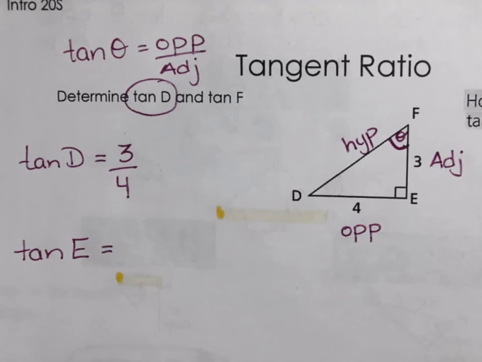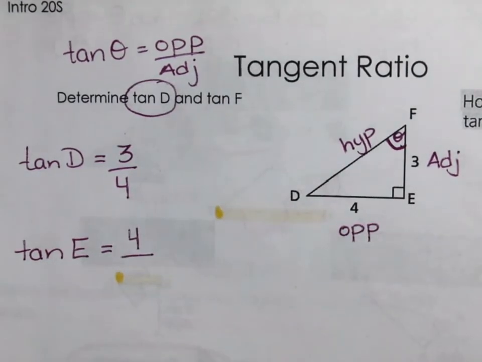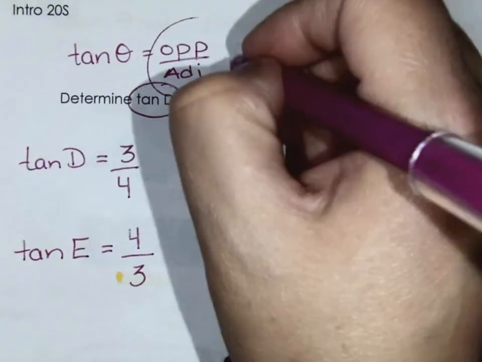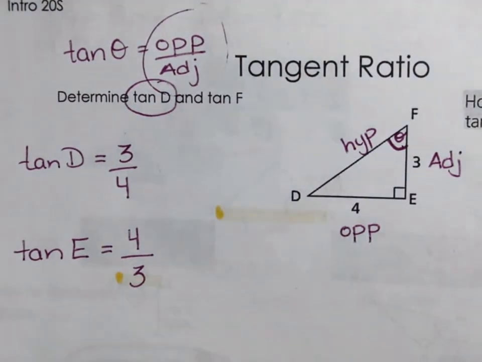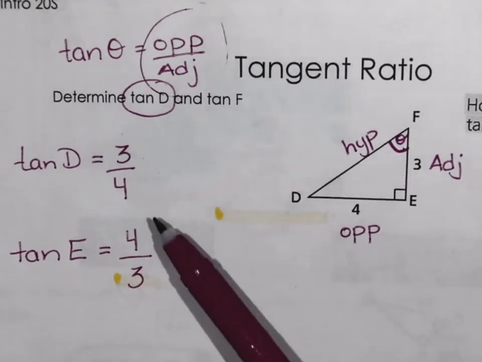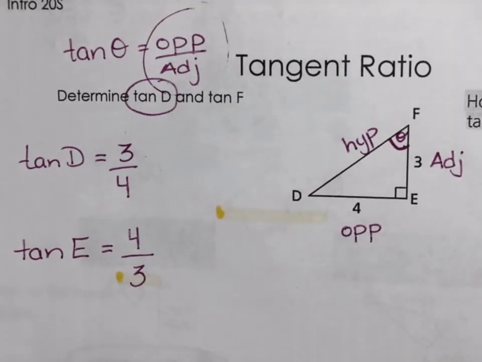Guys, it's pretty straightforward. Which side is my opposite side? 4. So what's my numerator? 4. What's my adjacent side? 3. This does not change. The formula always stays the same. The opposite will always be on top in tan. Okay? What do you notice about these? Same numbers, but they're just flipped, right?